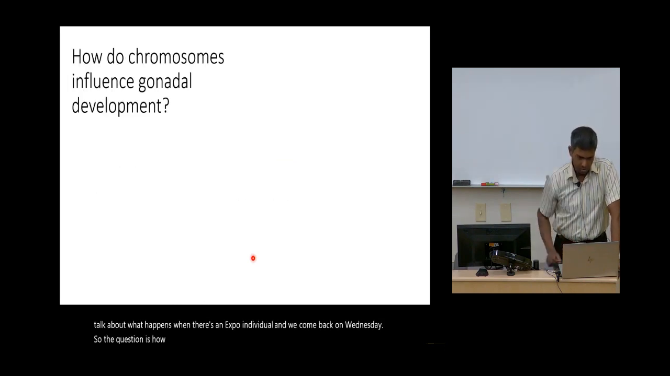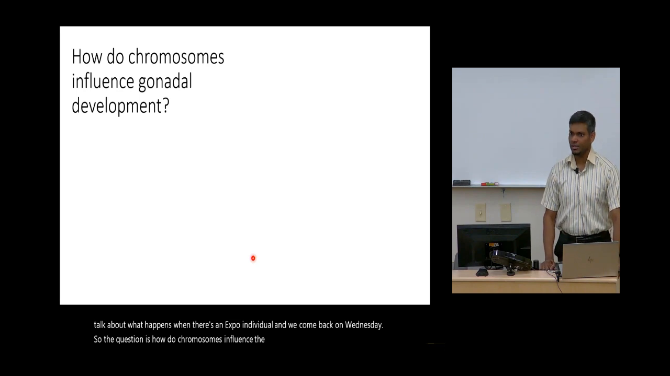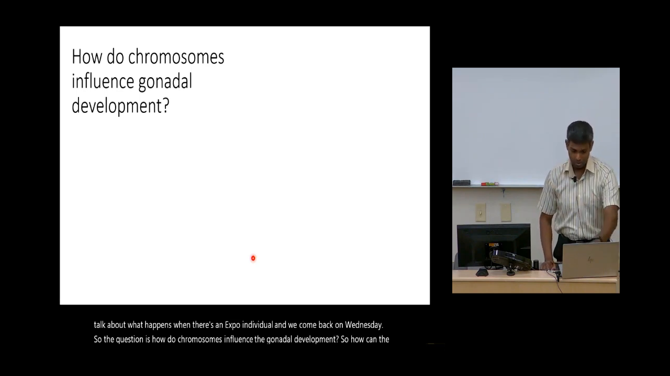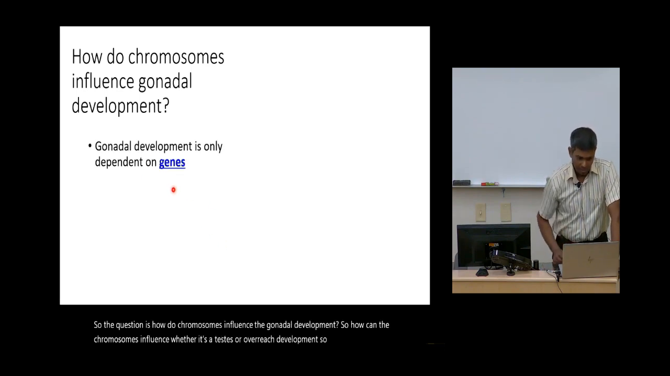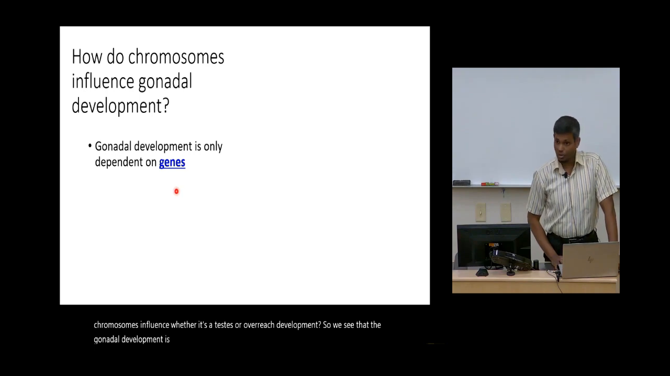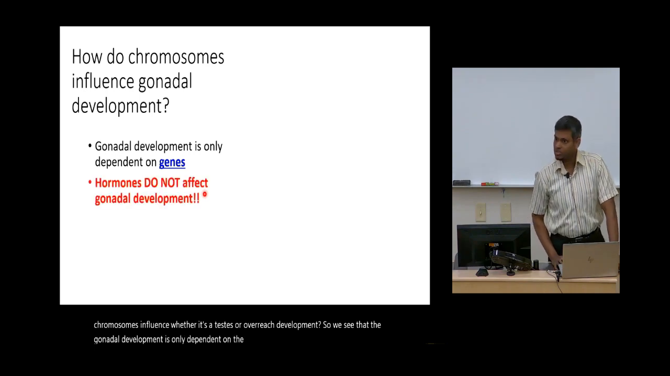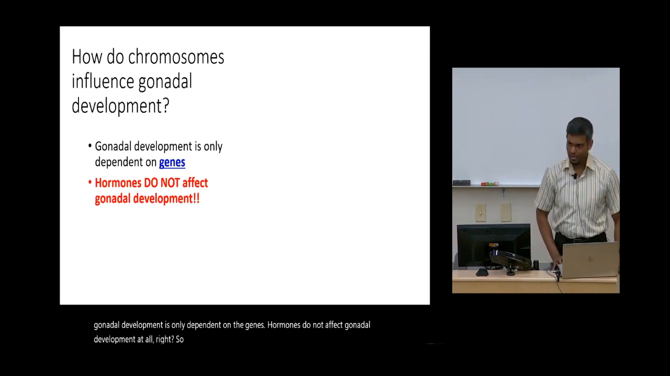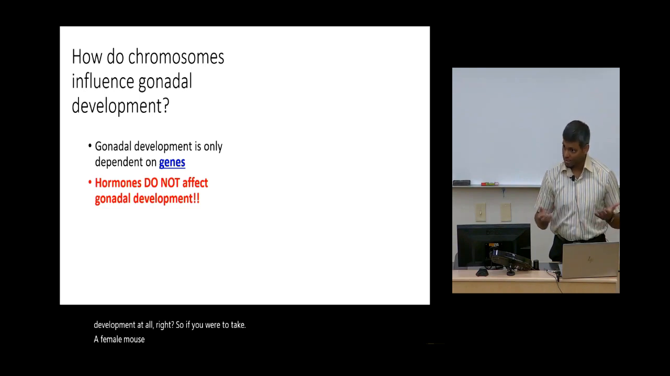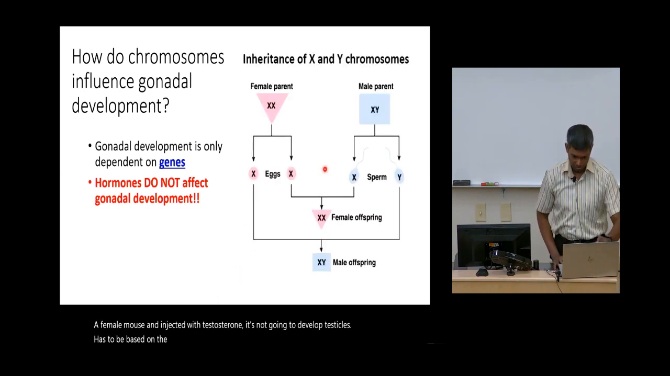So the question is, how do chromosomes influence the gonadal development? How can the chromosomes influence whether it's testes or ovaries developing? We see that the gonadal development is only dependent on the genes. Hormones do not affect gonadal development at all. If you were to take a female mouse and inject it with testosterone, it's not going to develop testicles. It has to be based on the chromosomes.